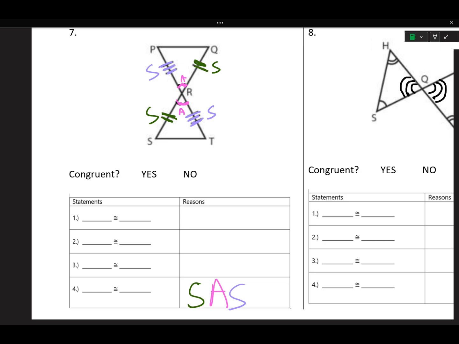Let's start with that green double side. Let's start with the top triangle. They are congruent, yes. Okay. On the top triangle, we have QR congruent to SR. Now let's do the angle. On the top, I'm going to call it angle PRQ. And for the bottom angle, let's call it TAS.